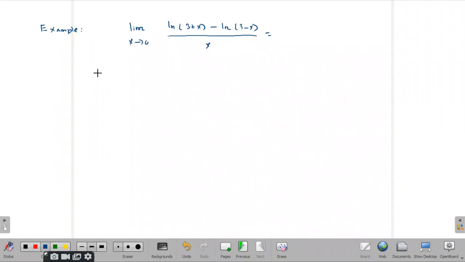The next example: limit as x approaches 0 of log, that is ln, natural log of (3 plus x) minus log of (3 minus x), by x. Whenever getting the answer seems to be a little difficult, we can apply L'Hopital's rule. So far we did not apply this rule, L'Hopital's rule or L'Hospital's rule.